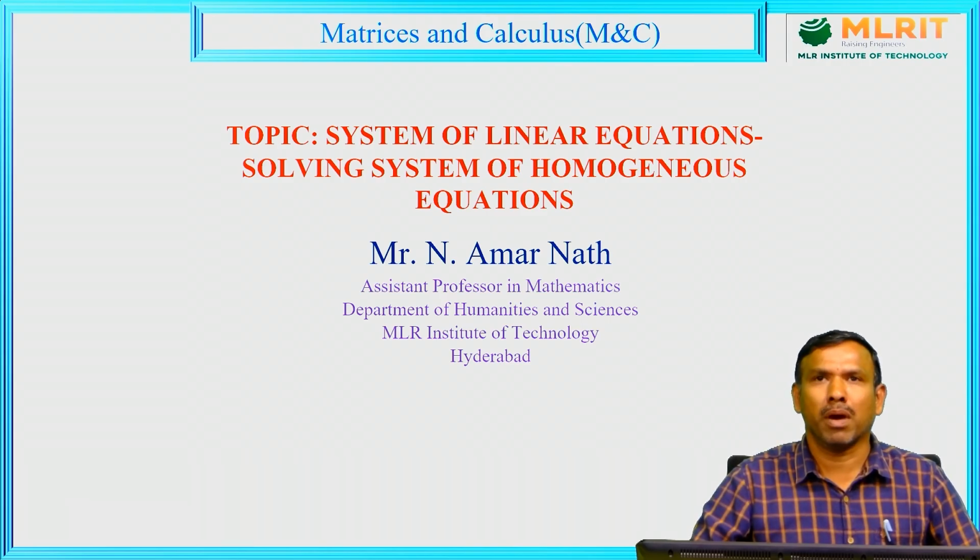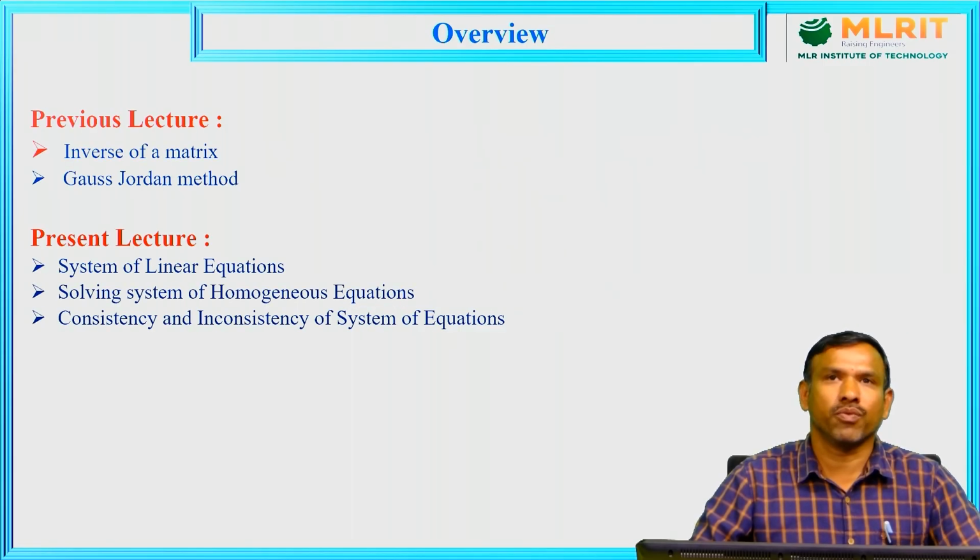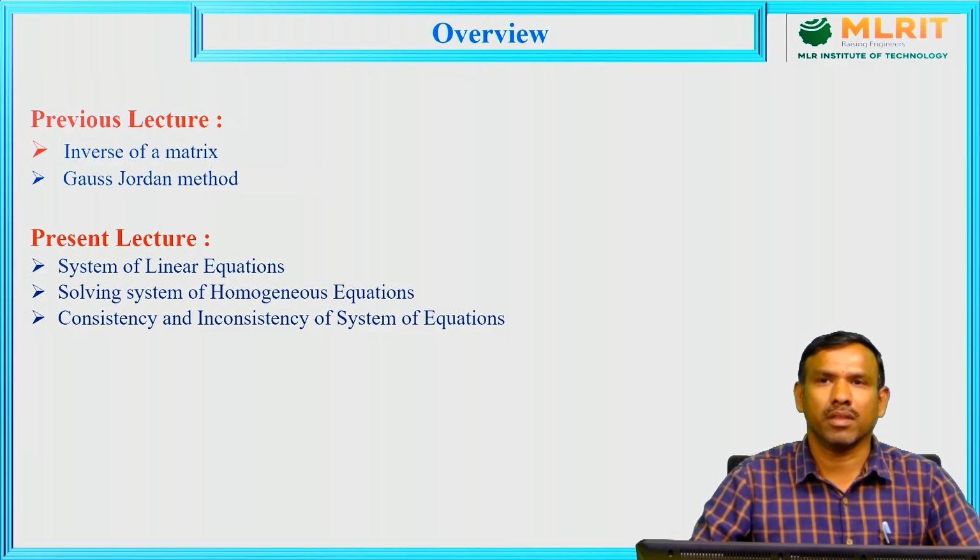Under the course Matrices and Calculus, we are discussing the system of linear equations, solving the homogeneous system, and what a non-homogeneous system is in this video lecture. Let us see the previous one. We have studied the inverse of a matrix, and the way to find the inverse of a matrix using the Gauss-Jordan method. We discussed 3 by 3 and 4 by 4 matrix inverses using the Gauss-Jordan method.